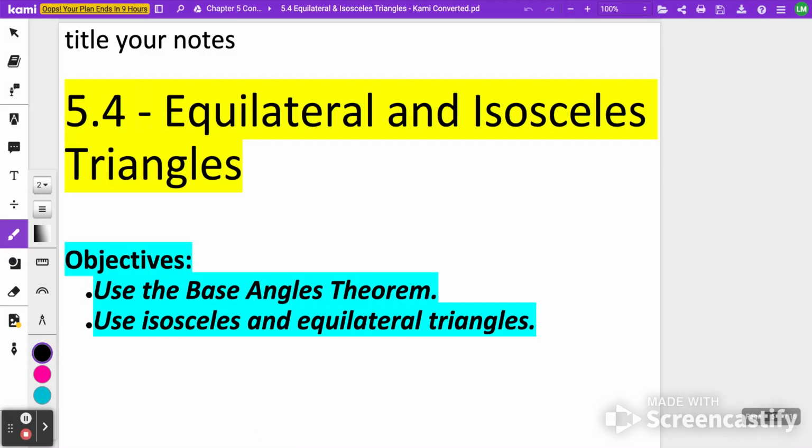Today we're going to look at lesson 5.4, equilateral and isosceles triangles. We're going to talk a lot about the base angles theorem, the converse of the base angles theorem, and to be able to use isosceles and equilateral triangles.